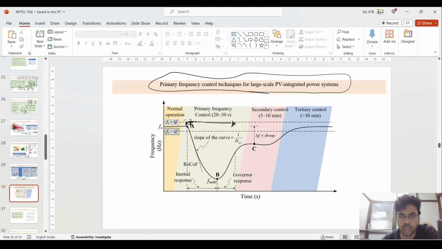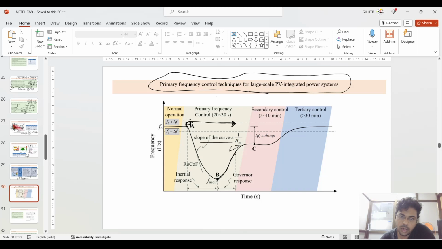If you see this primary frequency support, this is the duration till which the primary frequency control response is being utilized. The slope of the curve is inversely proportional to S system, that is the inertia constant of the system. How much of the inertial response can it provide? That is actually the RoCoF. RoCoF is dependent upon this S system, which is the inertial support provided from these primary sources.